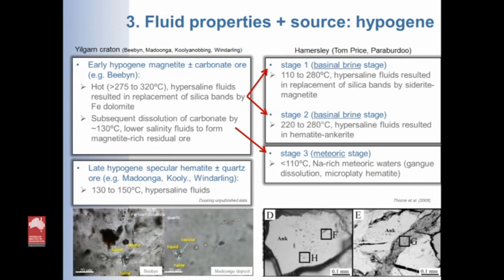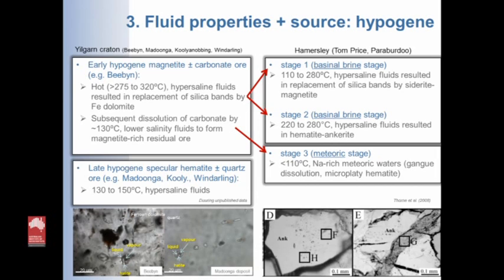Okay, the third critical criterion is that we need lots of fluids, and it has to be the right conditions. It can't just be fluids such as those forming gold deposits, which form quartz veins or add silica to the rock. So we tried to constrain that with fluid inclusions. I've shown two examples here, one from the Yilgarn, one from the Hamersley, and I could have shown another from Carajás in Brazil, but for simplicity I'm just showing Yilgarn and Hamersley today.